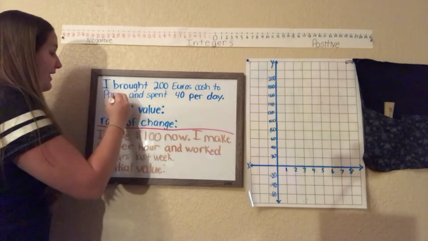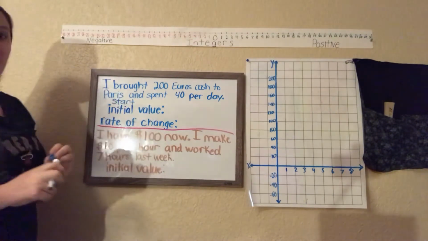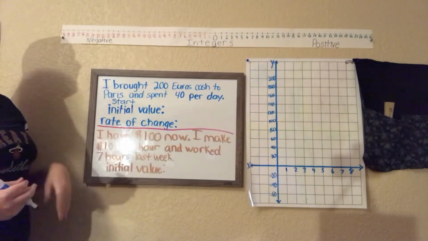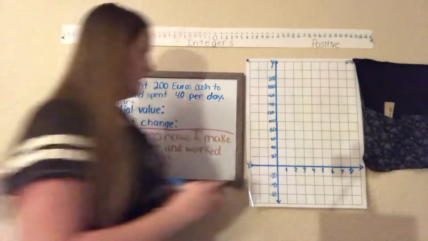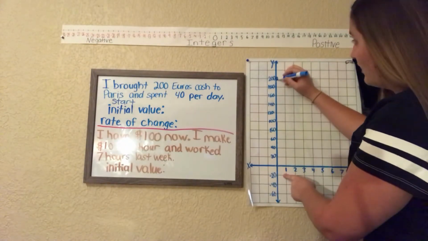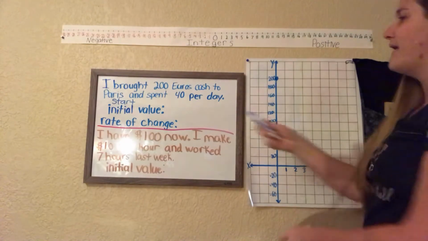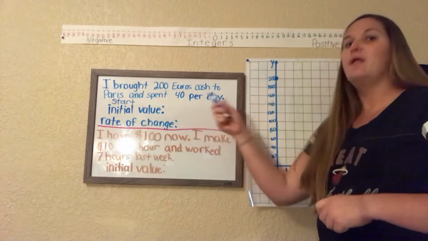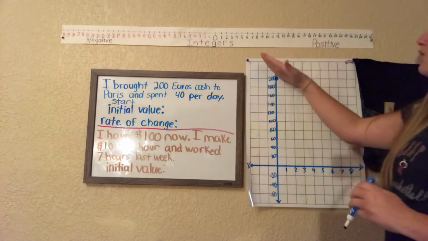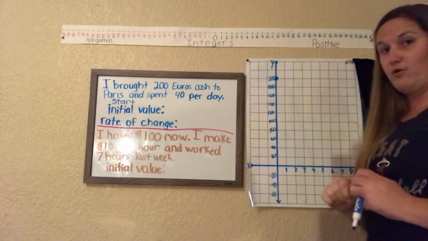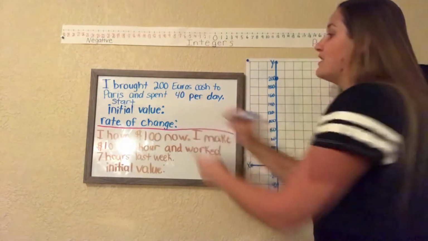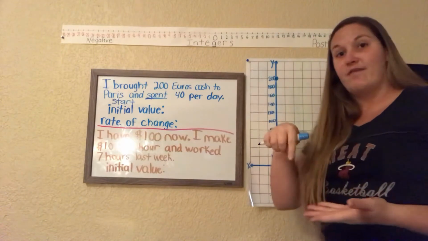If you want to go ahead and write down in some notes that initial means starting, you can do that. On a graph, what I would do is take a look here. At 0 days, I start with 200 euros. Now, I'm spending 40 euros per day. So is this going to be a positive slope where I'm getting more money, or is this going to be a negative slope as I approach 0? Hopefully we thought negative, because if you are spending money, that is a negative amount.